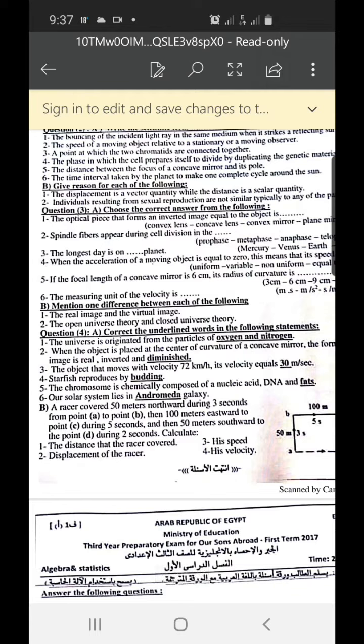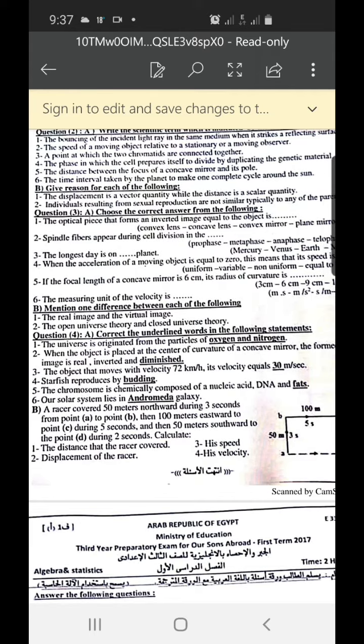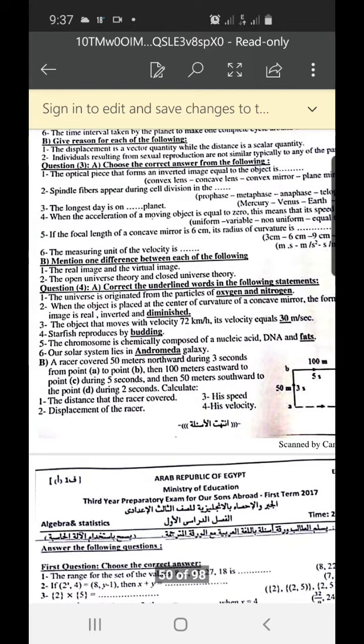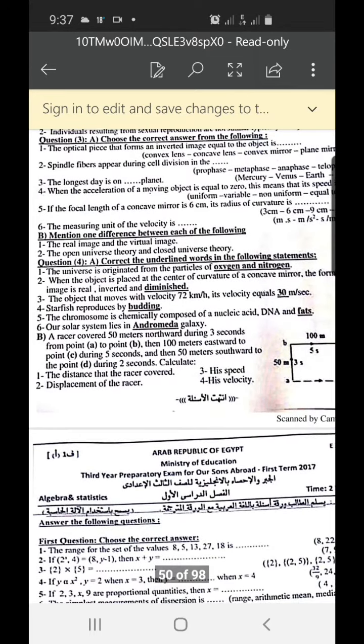B, mention one difference between each of the following: the real image and the virtual image. The difference between them: the real image can be received on a screen, but the virtual image cannot be received on a screen. Number 2, the open universe theory and the closed universe theory. This question is cancelled.